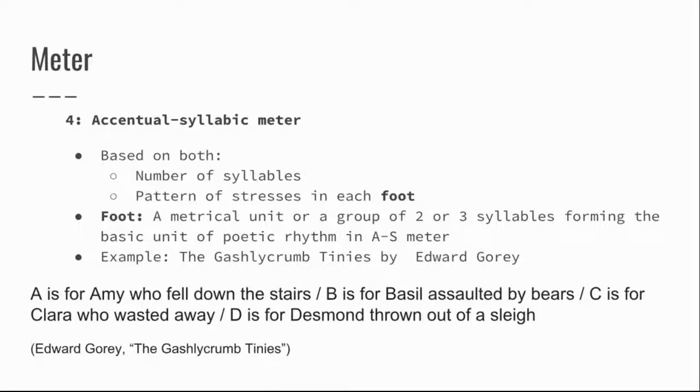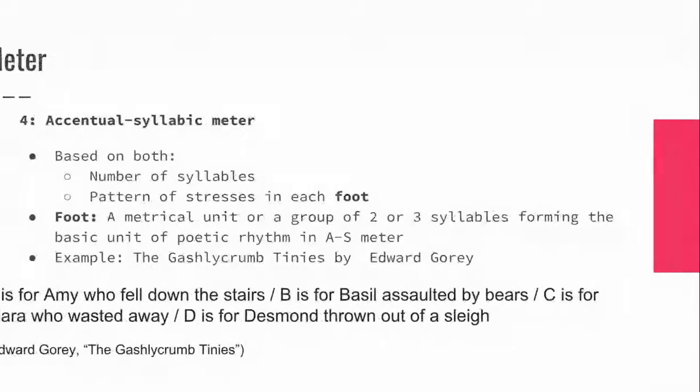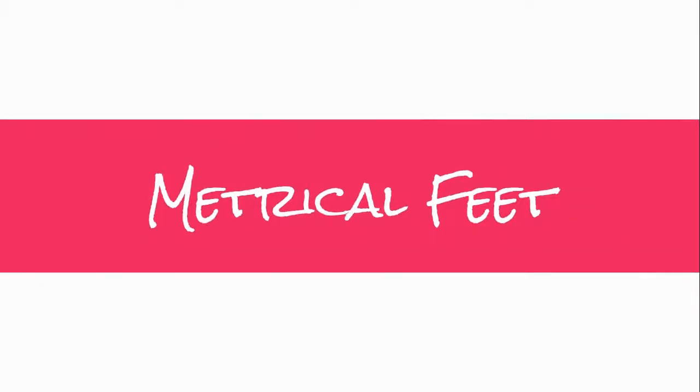So we did briefly mention what a metrical foot was when we were talking about accentual syllabic meter. So now we're going to talk a little bit more about what different kinds of metrical feet there are. Recall that a metrical foot is a unit of syllables that are put together in a line of poetry to create the meter. So the first one we have is an iamb.